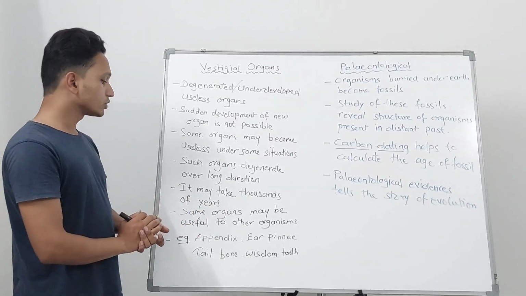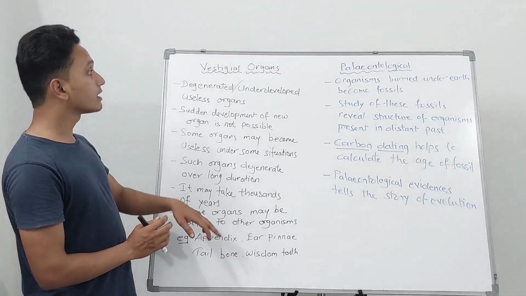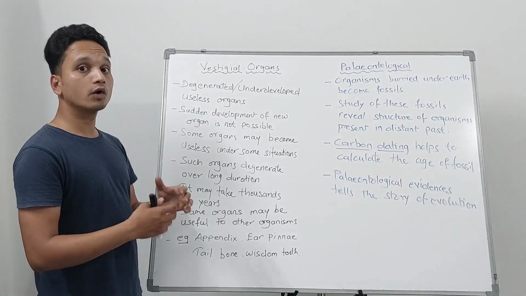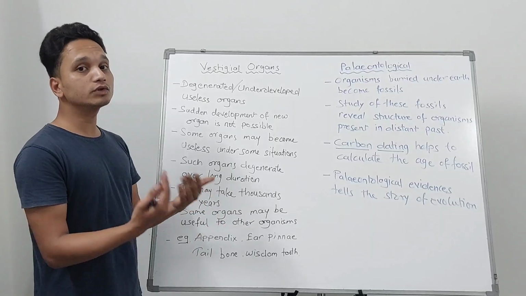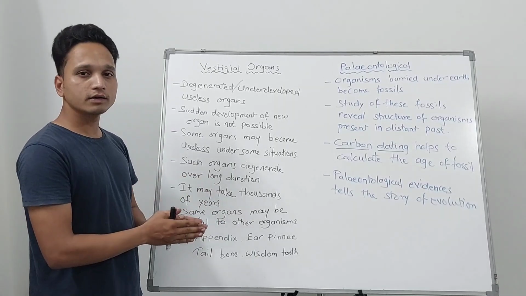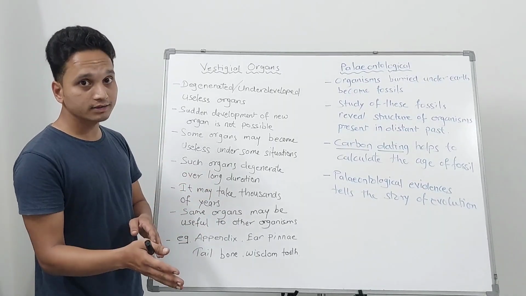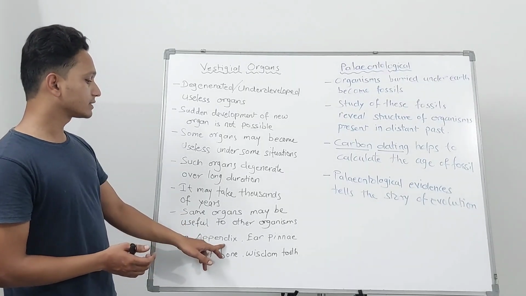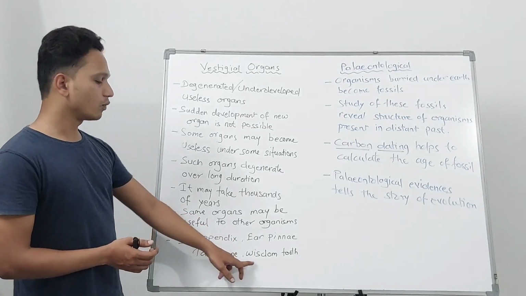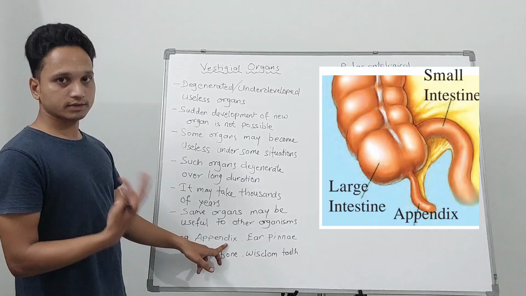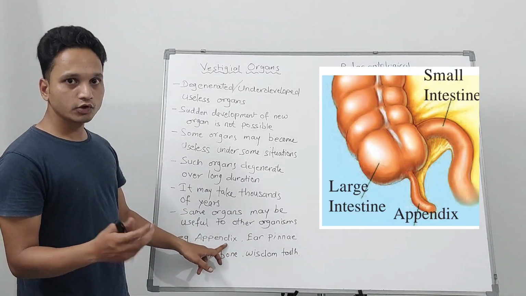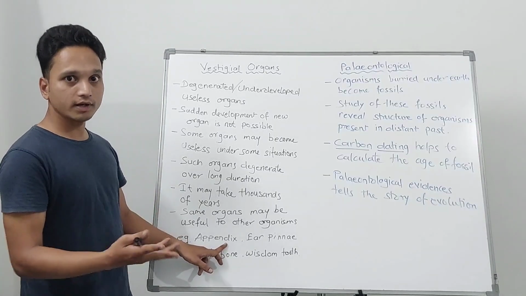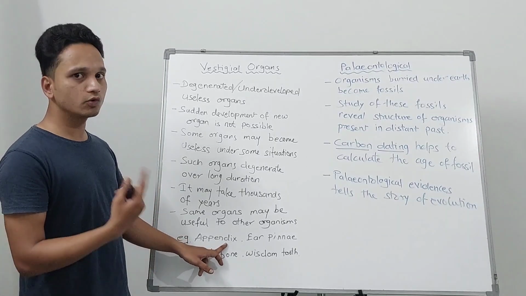Some organs may be useful to other organisms, as we had discussed earlier, that degenerated or underdeveloped organs, which are called vestigial organs, might be useless to us, but those same organs might be useful to any other organism. Then, for example, which are the examples of vestigial organs? Appendix, ear pinna, tailbone, wisdom teeth. Appendix. It is not at all useful to us, but it is useful to cud-chewing animals, ruminant animals. It is fully functional and they use it.